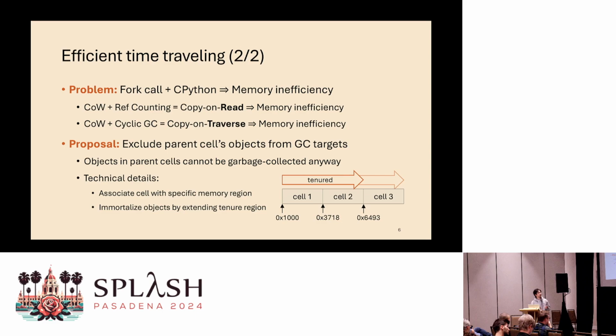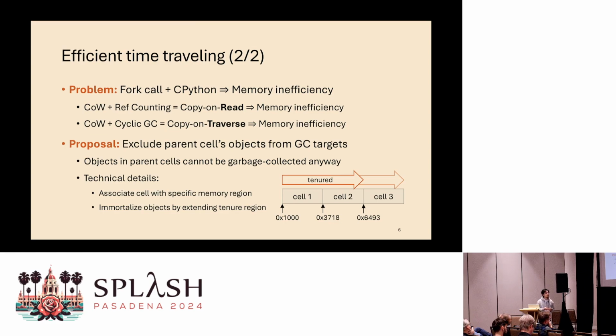But that's not all about our time traveling feature. We made further improvements on memory efficiency. Since we wanted to use Multiverse Notebook to perform data science tasks in the real world, we chose to support Python in Multiverse Notebook. But there were 2 problems when mixing the fork system call and CPython. CPython is a standard implementation of Python.